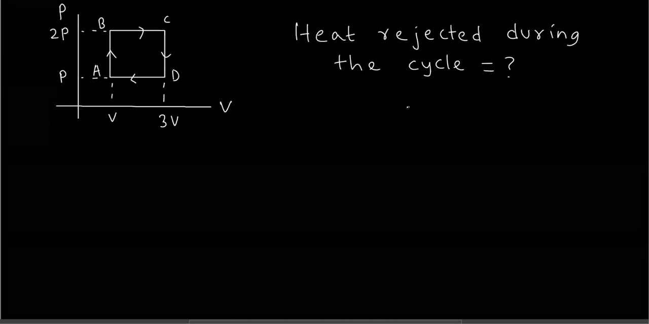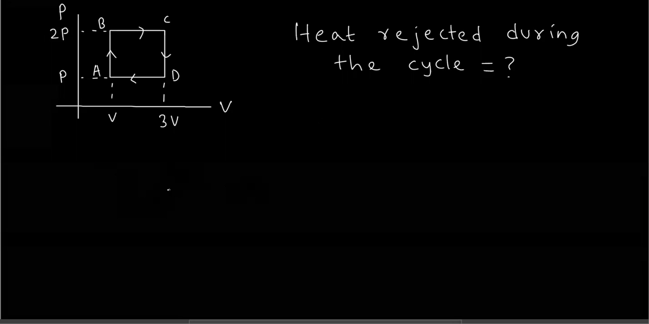So 2Vp is correct. So how do you know that it is heat rejected? How do you know that it is heat rejected, not heat taken in? How can we say that heat is rejected here? Your answer numerically is correct. I'm just asking. Let's say the value is correct.